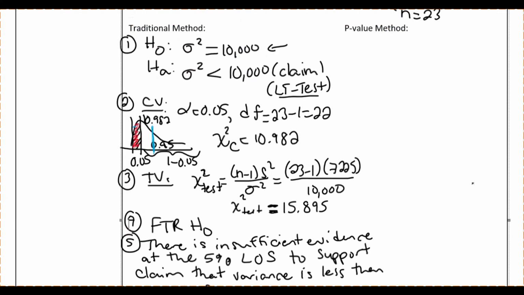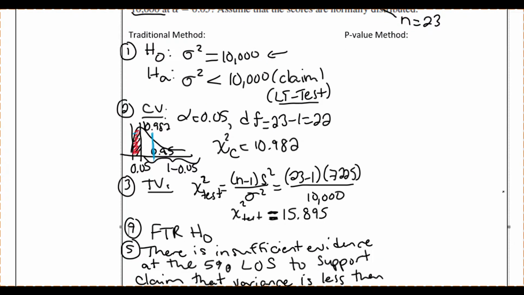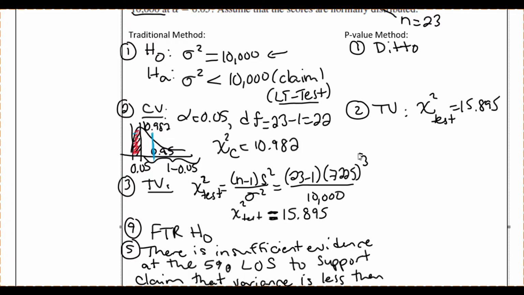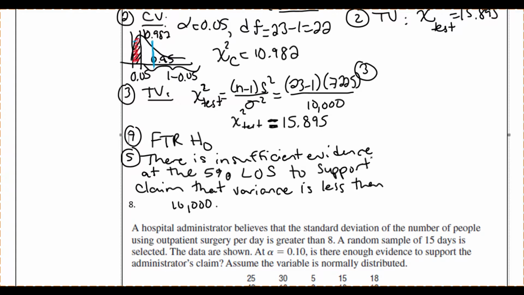All right, so that's the traditional method. If we look at the p-value method, step 1 is identical, so we just repeat what we did in the traditional method. For step 2, we need to find the test value, which we already did in step 3. So I will just repeat the test value here, which is 15.895. Step 3 for the p-value method is to actually find the p-value.